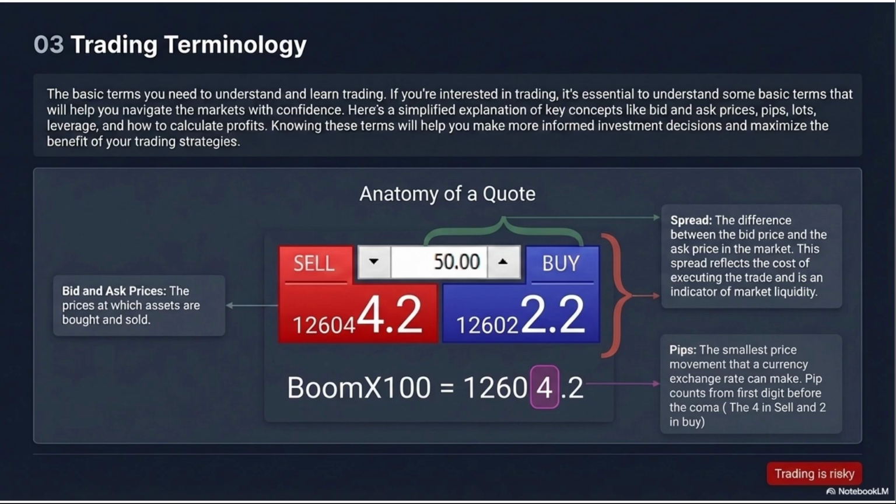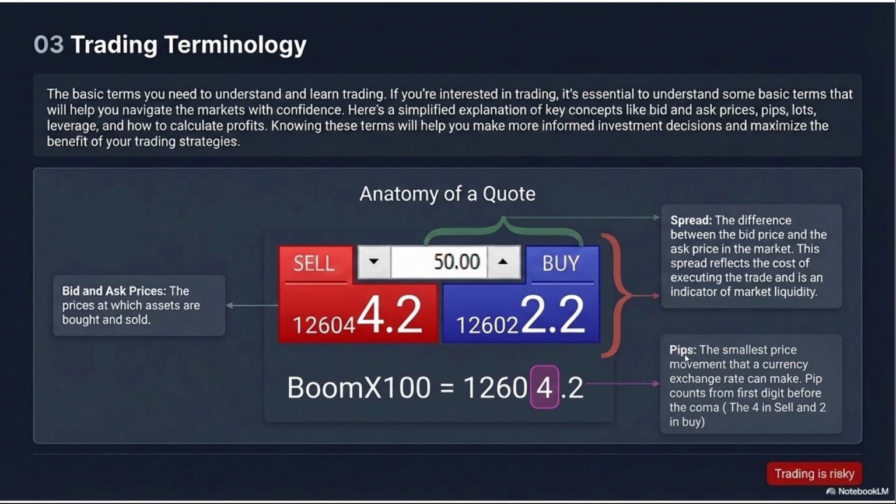So it's very important to know how to calculate the spread. In the next slides, I will show you in detail, or even in the practical part, how to calculate the spreads and where you can see how much the spread is.